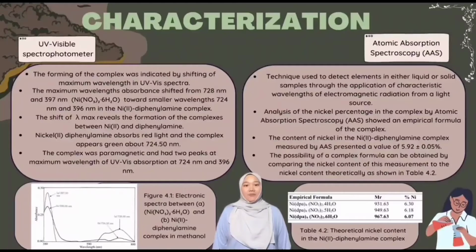Nickel 2 diphenylamine absorbed red light and the complex appeared green at about 724 nanometer. The complex was paramagnetic and had two peaks at maximum wavelength of UV absorption at 724 nanometer and 396 nanometer. Figure 4.1 shows the electronic spectra of A, which is nickel 2 nitrate hexahydrate, and B, which is the nickel 2 diphenylamine complex in methanol.